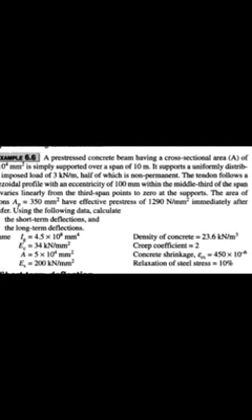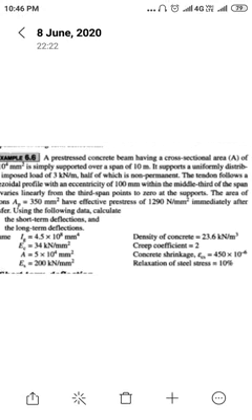Next we will go for the problem. Here the prestressed concrete beam, having a cross-sectional area A of 500 into 10 to the power of 4 mm square, is simply supported over a span of 10 meters. It supports a uniformly distributed imposed load of 3 kN per meter, half of which is non-permanent. The tendons follow a trapezoidal profile with an eccentricity of 100 mm within the middle third of the span, varying linearly from the third-span point to 0 at the supports.